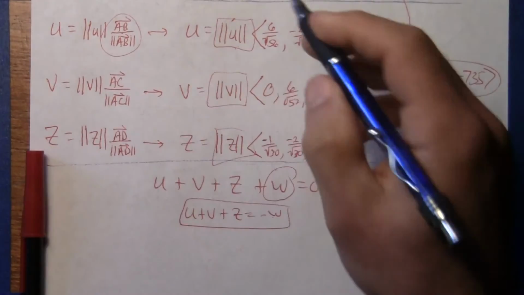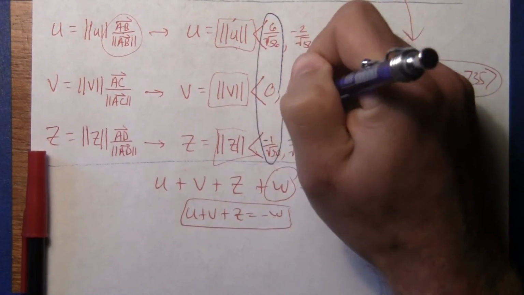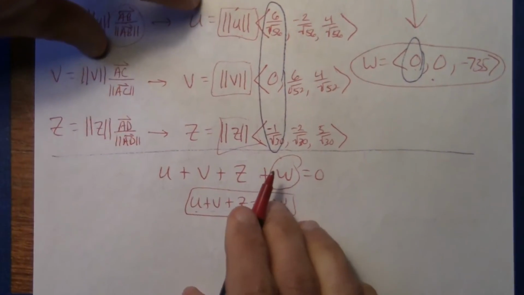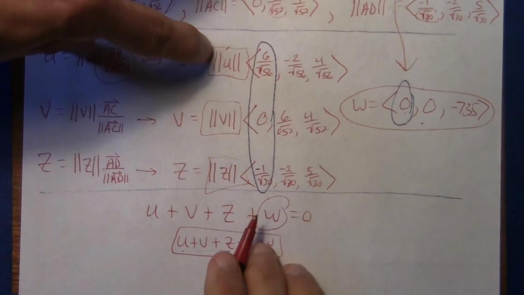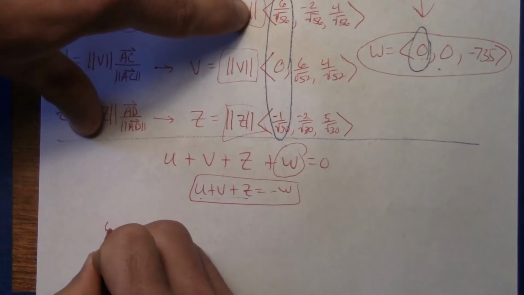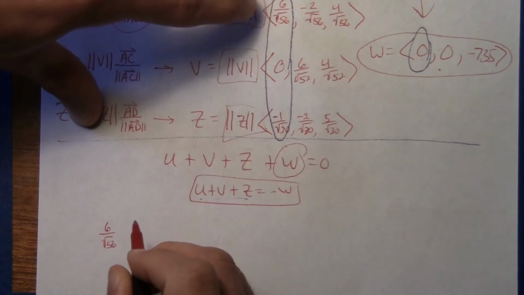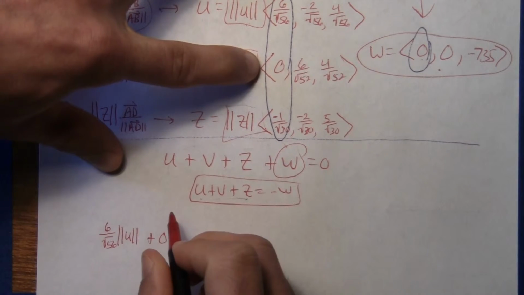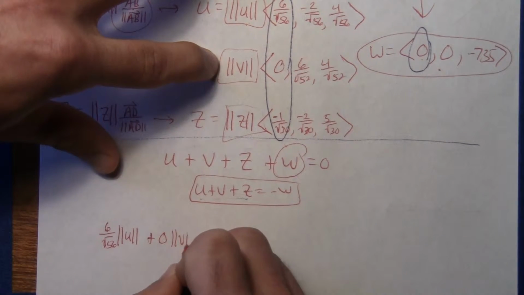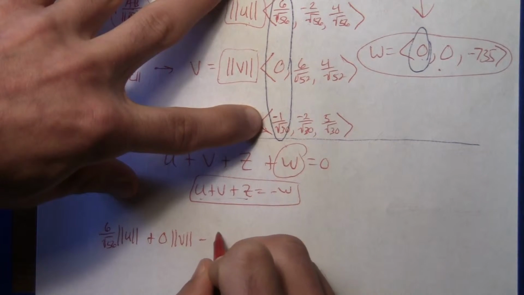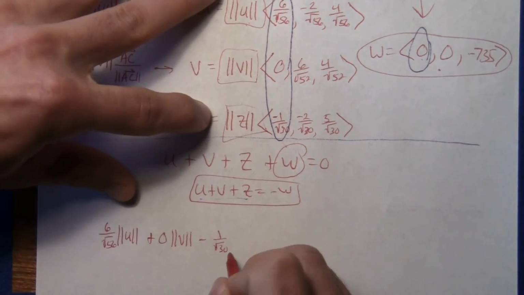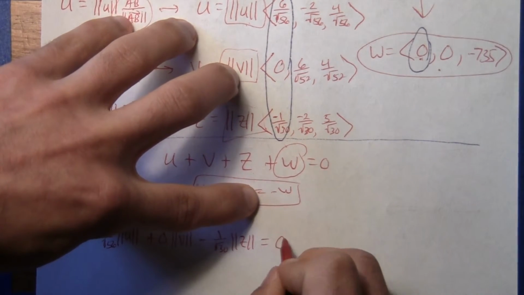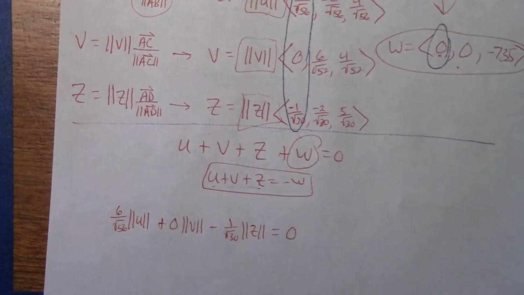So I use all of what would look like the x terms here and set it equal to the x term here, and this is the variable. My first equation in my system is going to be 6 divided by the square root of 56, times the magnitude of U, plus 0, or whatever that number is, times the magnitude of V, minus 1 over the square root of 30 times the magnitude of Z. And that's going to equal negative 0, or 0. And there's my first equation in my system.